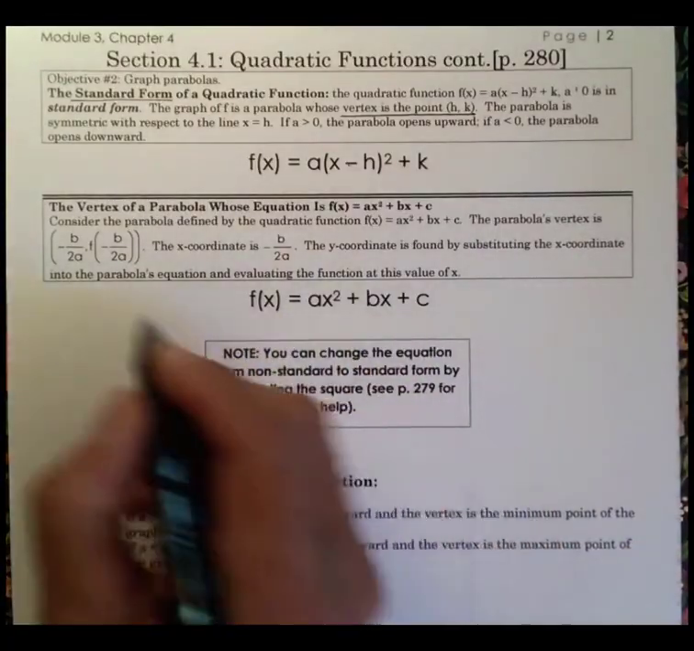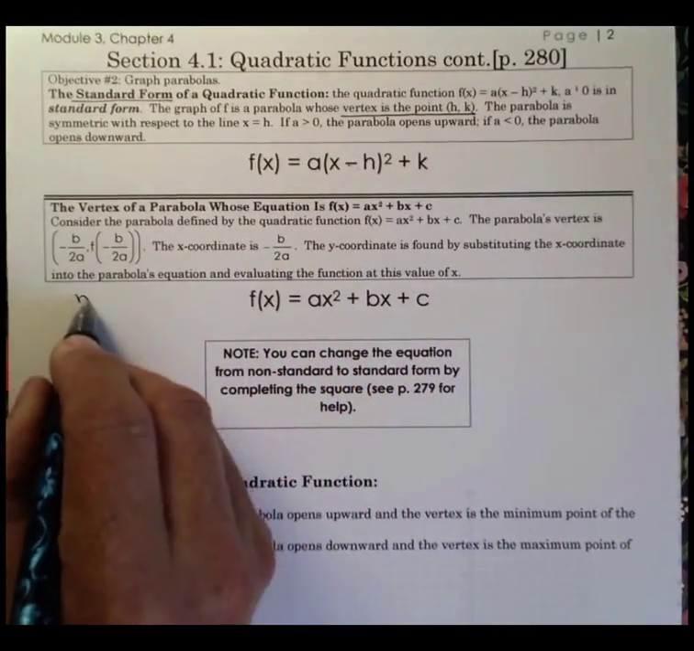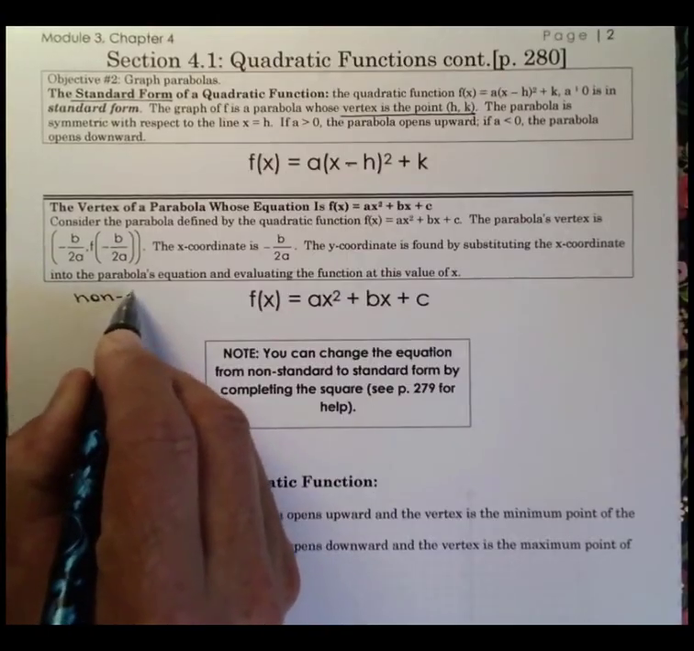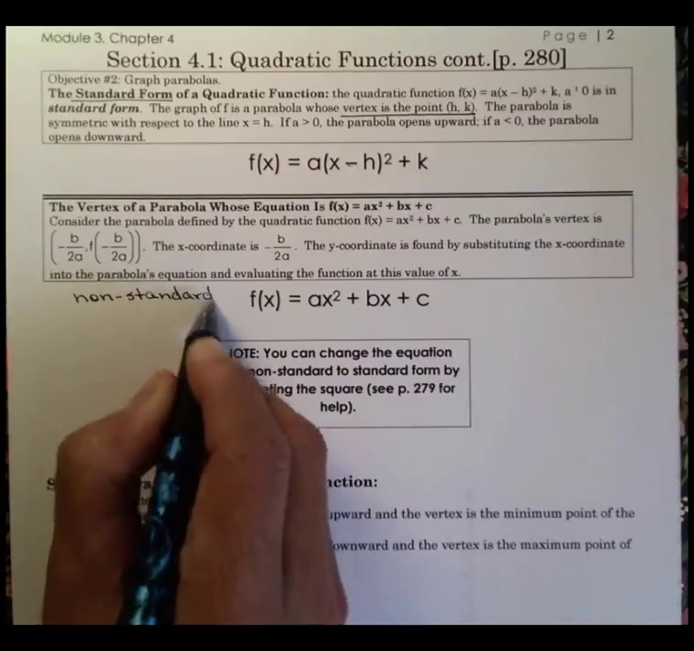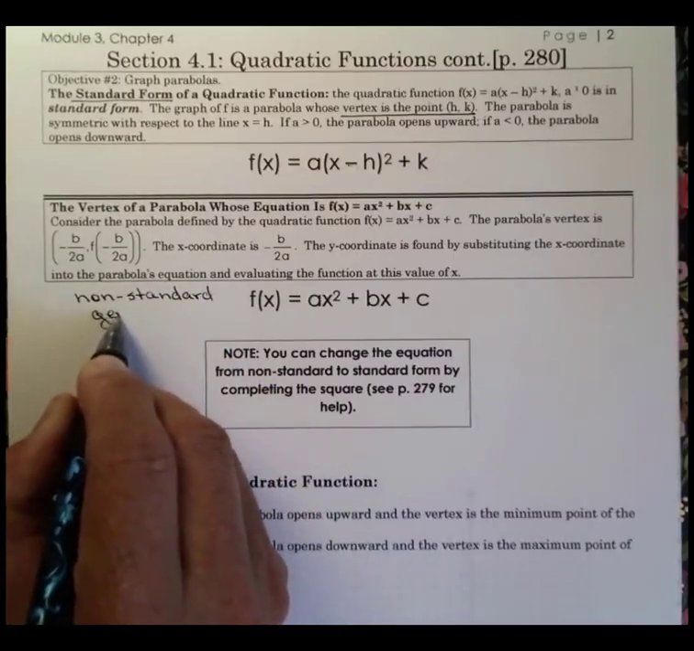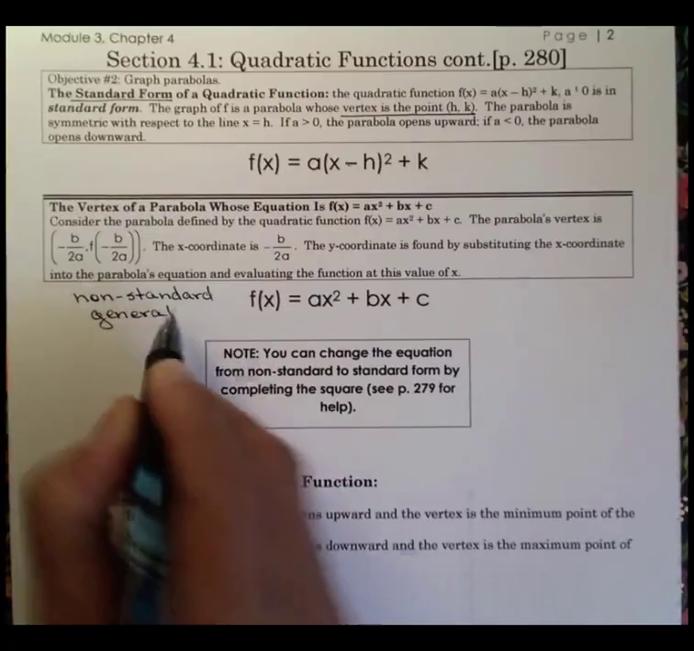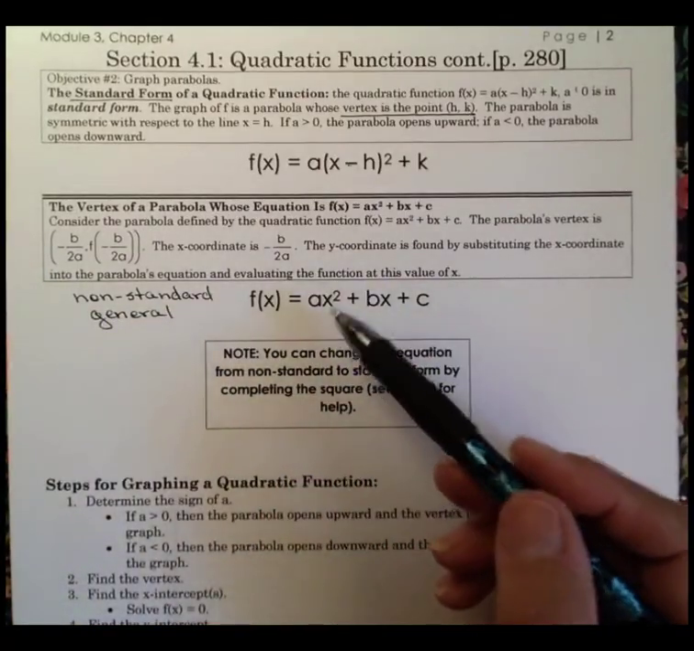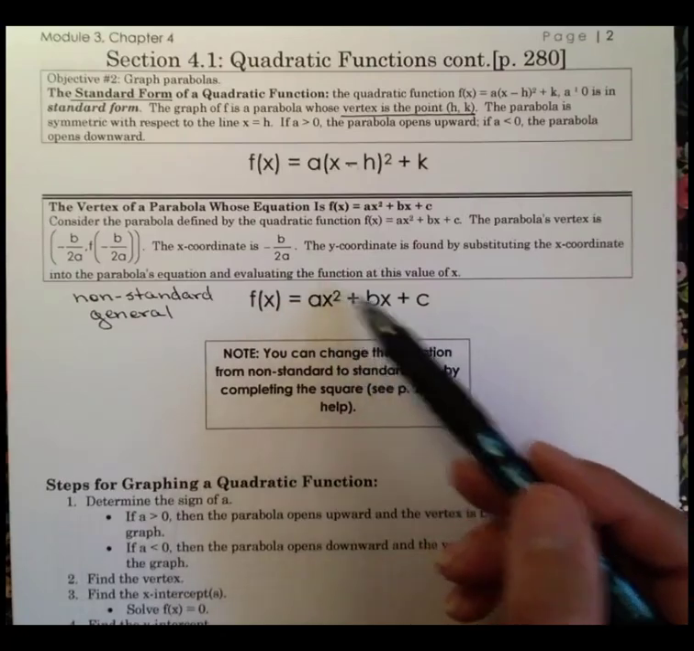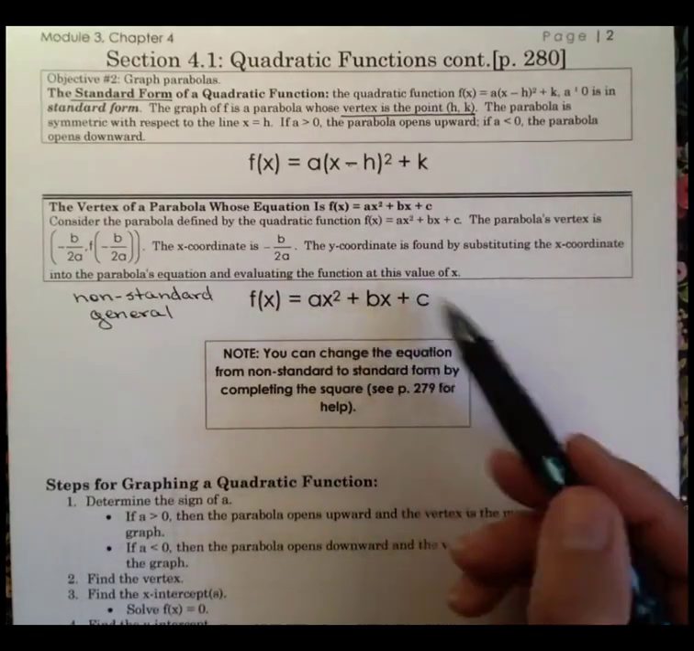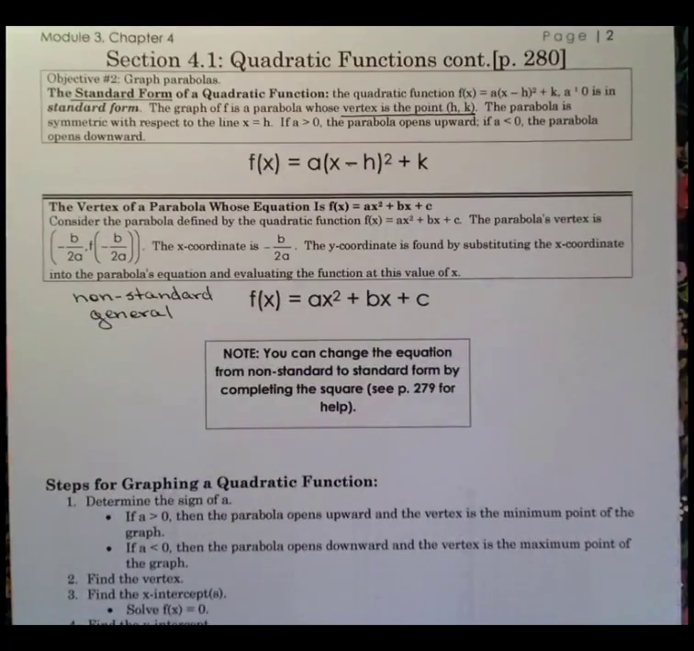The form that you're used to is called the non-standard. We would call that the non-standard form of the equation of a parabola. And sometimes it's also called the general form. And it is the one you're familiar with when you're looking at a quadratic. It's ax squared plus bx plus c. And of course, a, b, and c represent the terms, and they represent the different numbers.